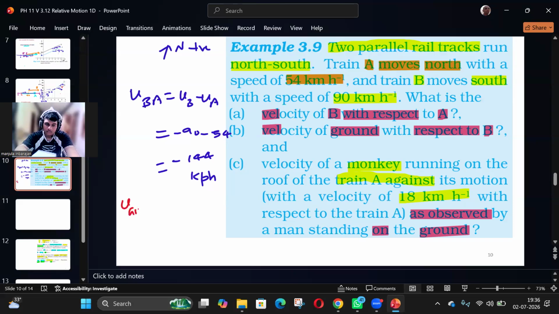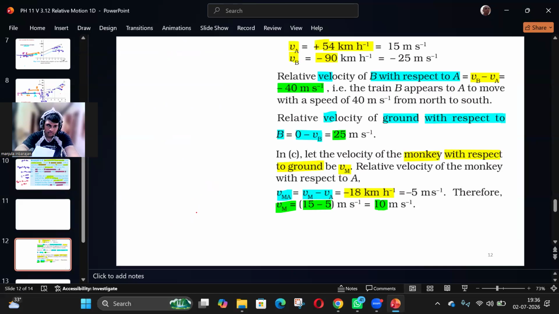Velocity of ground with respect to B is the velocity of the ground, which is 0, minus the velocity of B, which is minus 90. So plus 90 kilometers per hour, so it will be 25 meters per second. Correct. Clear?